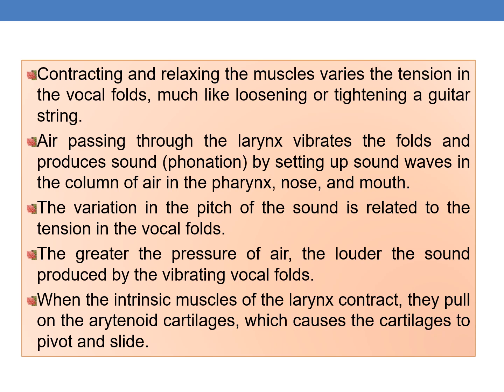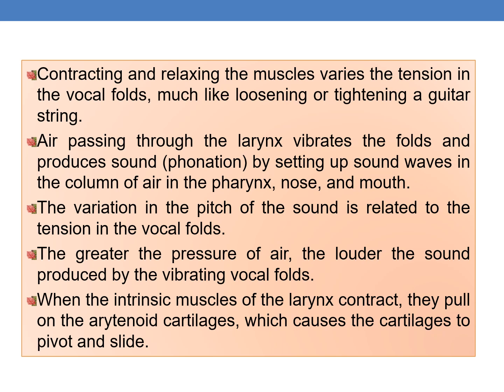Air passing through the larynx vibrates the folds and produces sound, or phonation, by setting up sound waves in the column of air in the pharynx, nose and mouth. The variation in the pitch of the sound is related to the tension in the vocal folds. The greater the pressure of air, the louder the sound produced by the vibrating vocal folds.